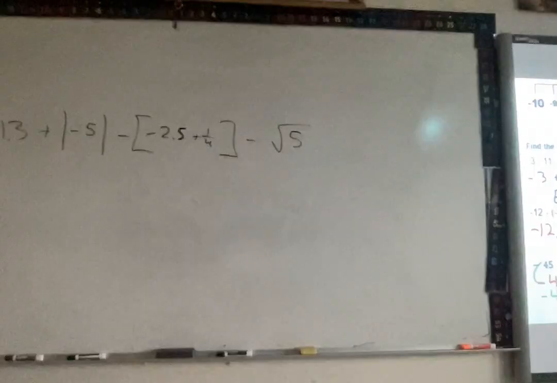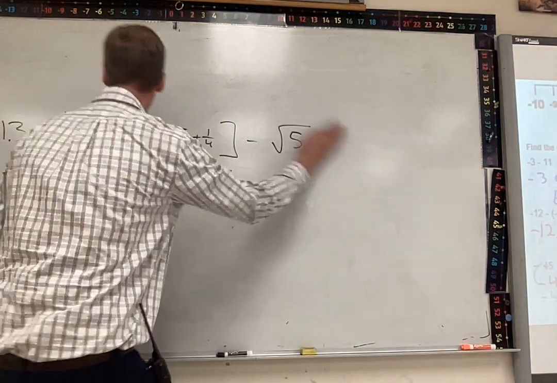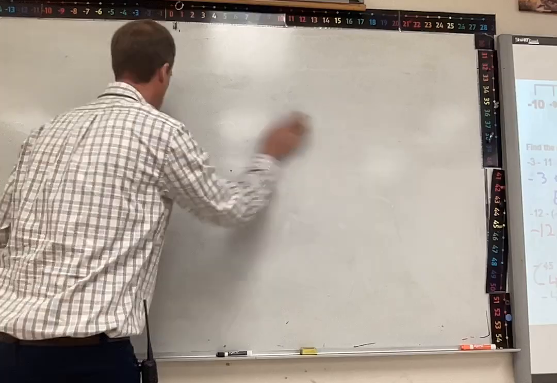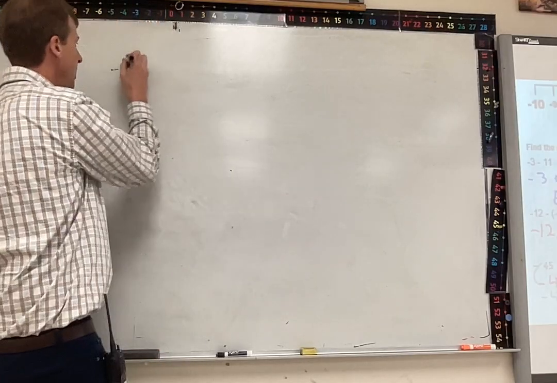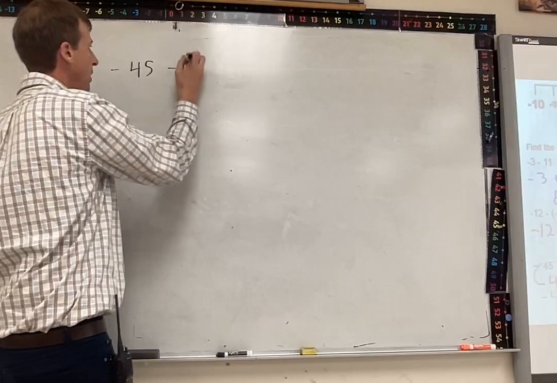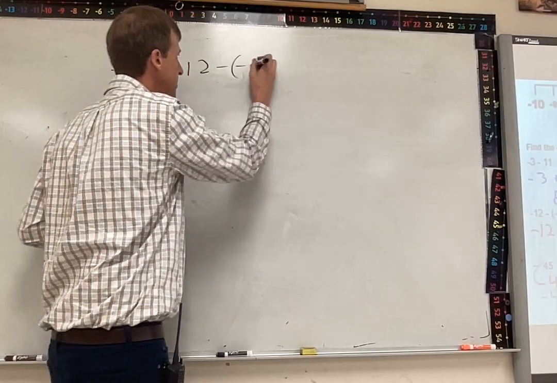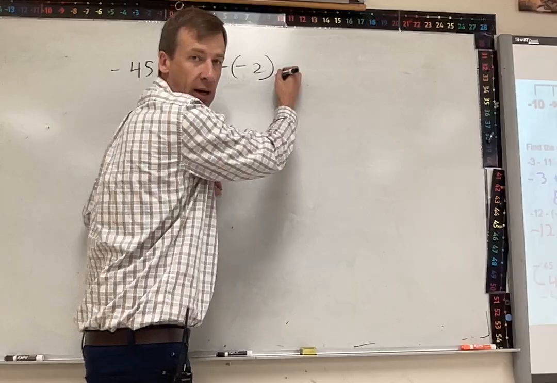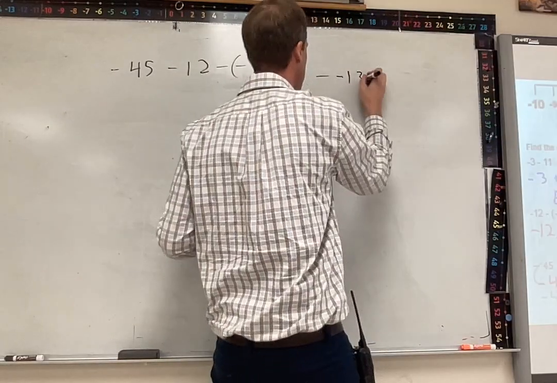In fact, you know what? Let's just go to the chalkboard. So I apologize. I ran out of room there. All right, so the problem is negative 45 minus 12 minus negative 2 minus 5 minus negative 13.